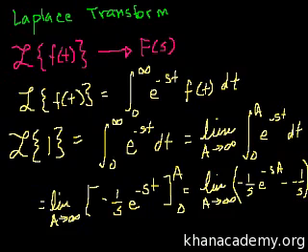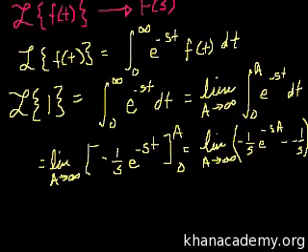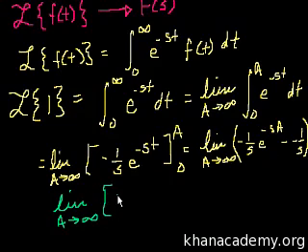Fair enough. And then let me scroll down a little bit. I wrote a little bit bigger than I wanted to, but that's okay. So this is going to be the limit as a approaches infinity of minus 1 over s e to the minus s a, minus minus 1 over s. So plus 1 over s.